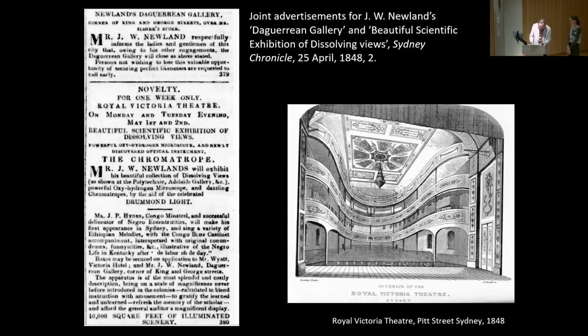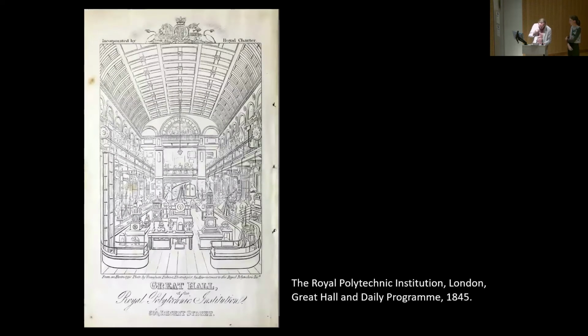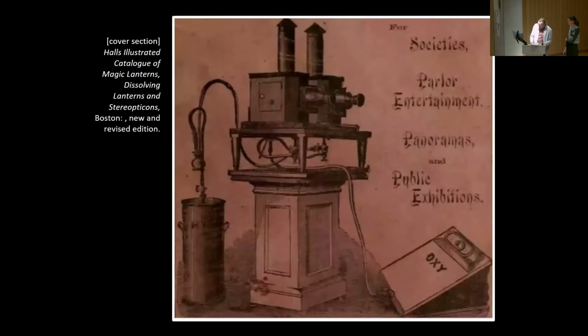So how did Newland, who, as we have heard, had just arrived in Sydney from New Zealand and the Pacific, get what he describes as an apparatus of the most splendid and costly description to mount his exhibition? As Newland's advertisement reminds its readers with the phrase, as shown at the Royal Polytechnic Adelaide Gallery, from the mid-1830s, London institutions such as the Royal Polytechnic and the Adelaide Gallery incorporated magic lantern shows into their programs. Their lanterns were powered by the new limelight, sometimes known as Drummond light, which produced a powerful white light by heating a block of calcium oxide with oxyhydrogen flames.